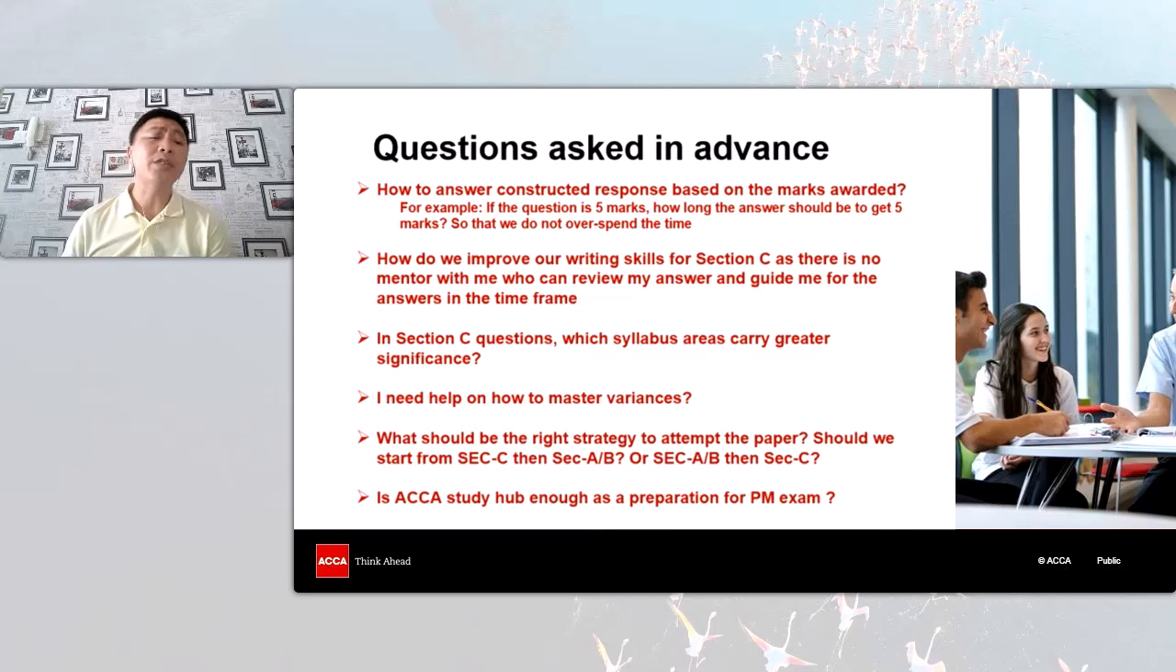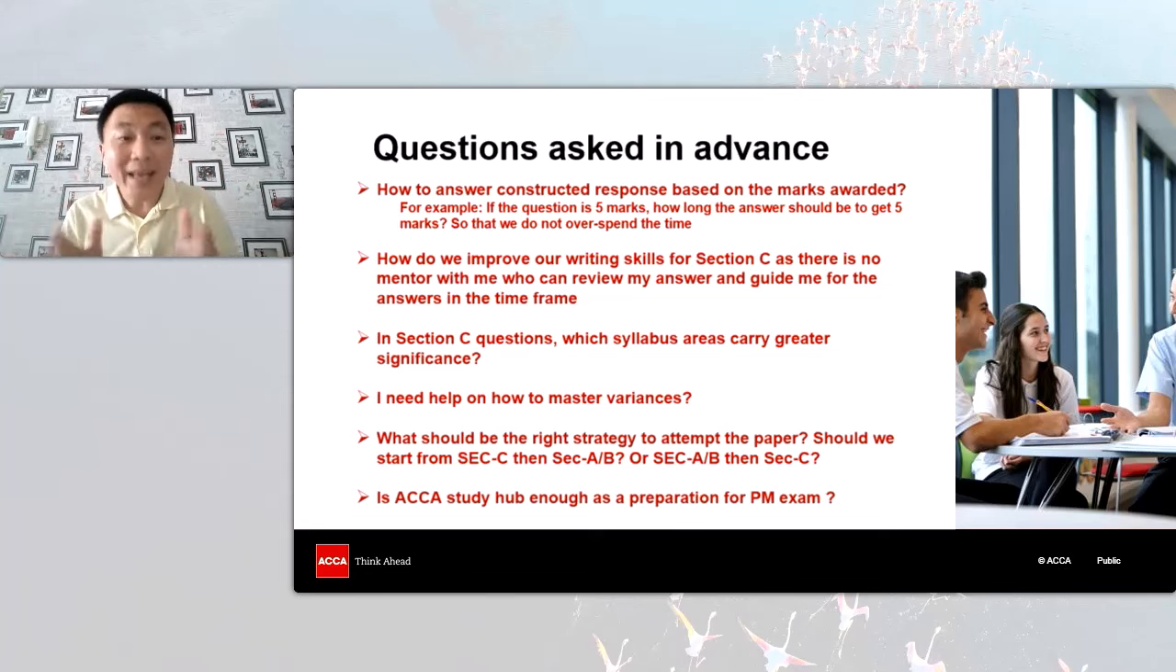Some students are asking how to answer the constructed response based on the marks awarded. The student is quoting an example: if the requirement is awarded 5 marks, how long should the answer be? Well, my answer is, we're not judging by word count. We're judging by, first, did you answer the question completely? And when you explain something, did you fully develop your explanation? That is the basic and golden rule that you have to remember.